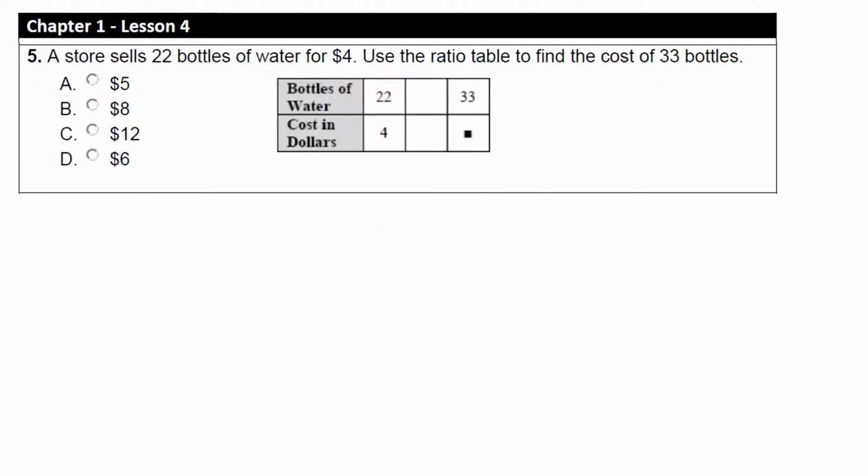A store sells 22 bottles of water for $4. Use a ratio table to find the cost of 33 bottles. Now, as you look here, you see 22 and 4. And 22 cannot be divided by 4 evenly. So we're going to be starting to talk about parts of a whole. We're not going to have exactly whole numbers.